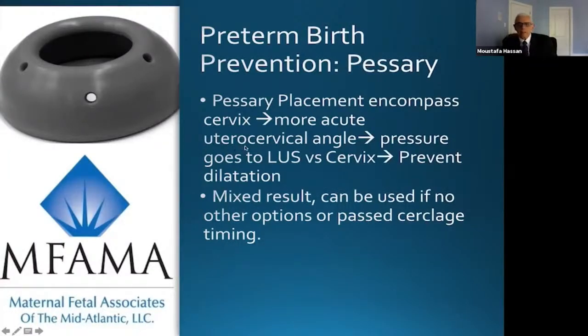All right, pessary, this funny thing here. Some studies came out saying pessary may work. It's nice, easy, cheap, so why not use it? The reason to use it is that it corrects the uterocervical angle, so the pressure goes to the lower uterine segment rather than the cervix, and prevents dilatation. Now, there are mixed results. It can be used if there is no other option past the cerclage time. You have somebody who is now 26 weeks, you don't do cerclage past 24 weeks, the cervix is dilated, she's not contracting too much, you need to give her something, maybe you can put a pessary in this case.